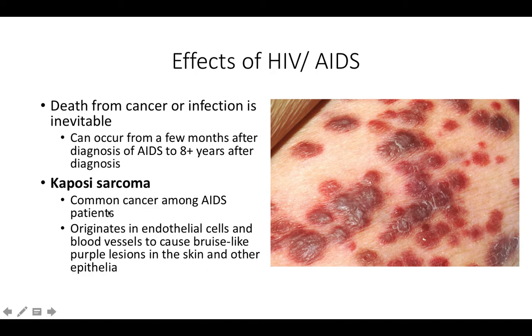So Kaposi sarcoma is a common cancer among AIDS patients. It's not very common among the general population, but in AIDS patients, you often see it. It originates under endothelial cells and blood vessels, so you end up with these little bruises all over the place and purple lesions. They look like bruises.